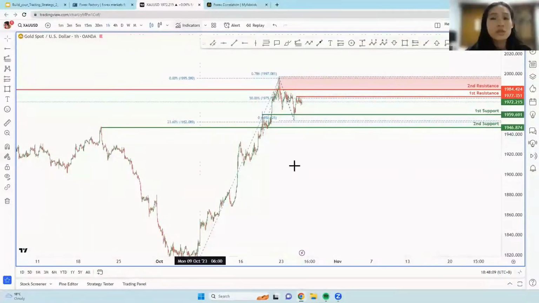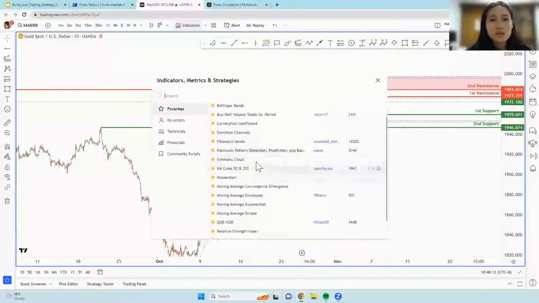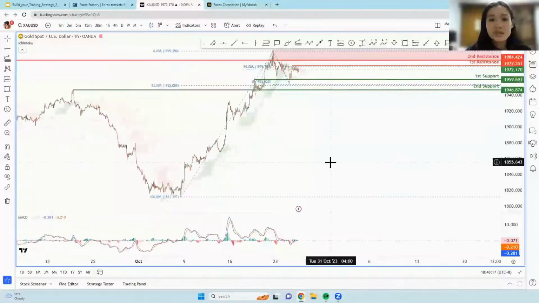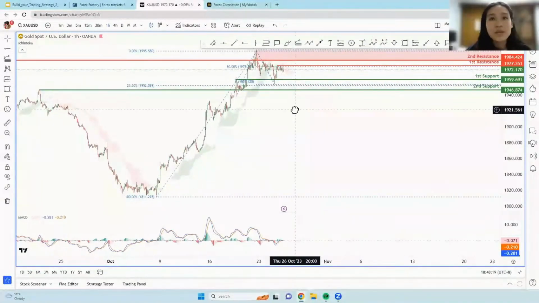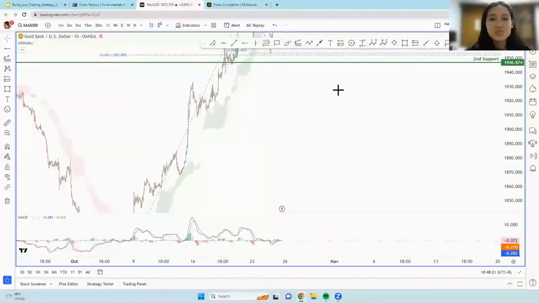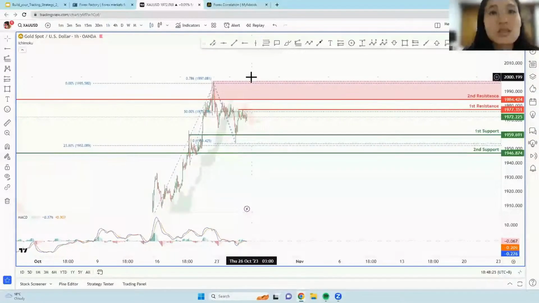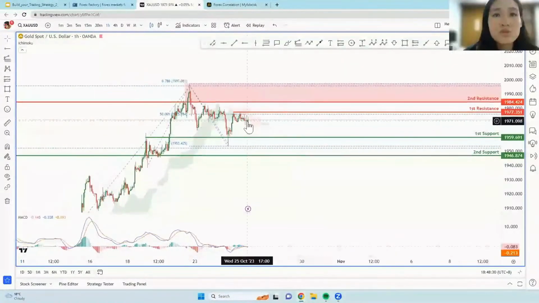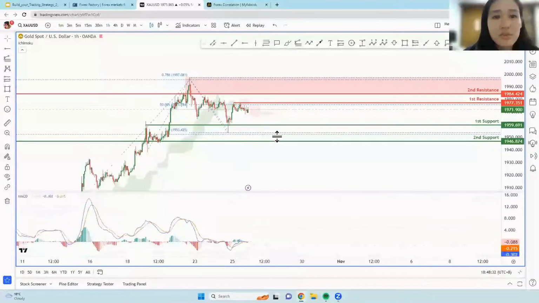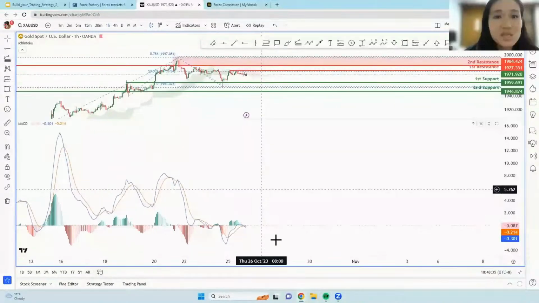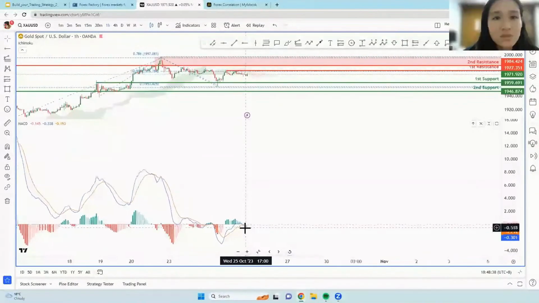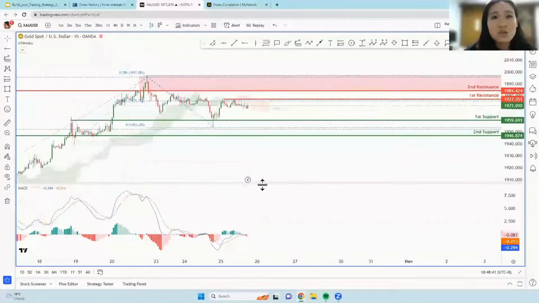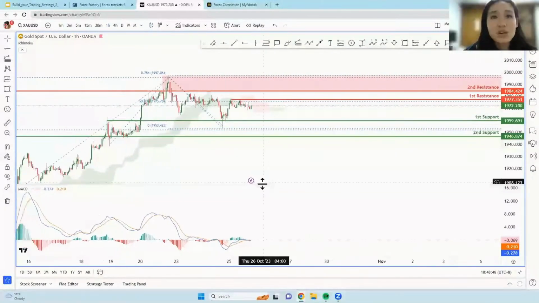Now I'm going to go in with some indicators. I like to use Ichimoku and MACD because at first glance it tells you exactly what the signals are. With Ichimoku, you can see price moving below the cloud, and on our MACD, you can see price crossing over already as well. So overall, bearish for both of these signals.